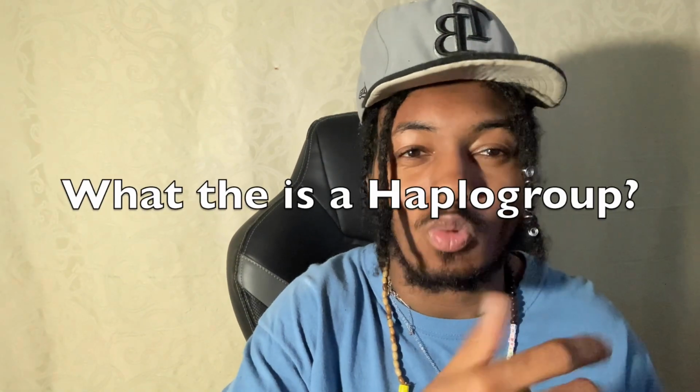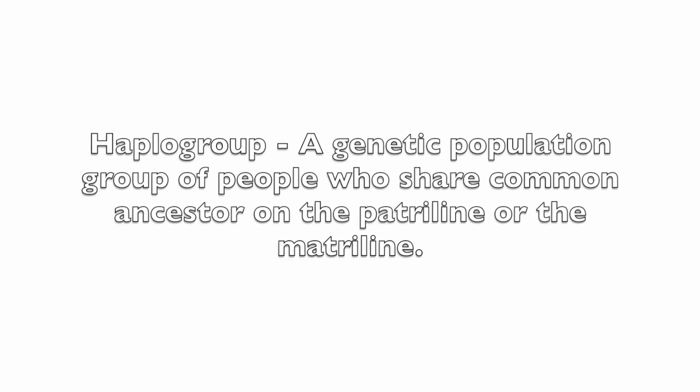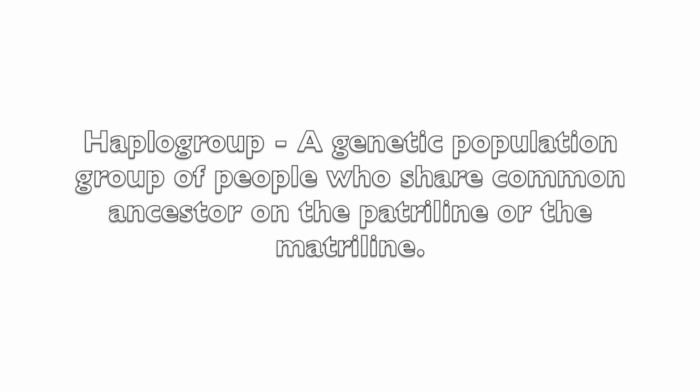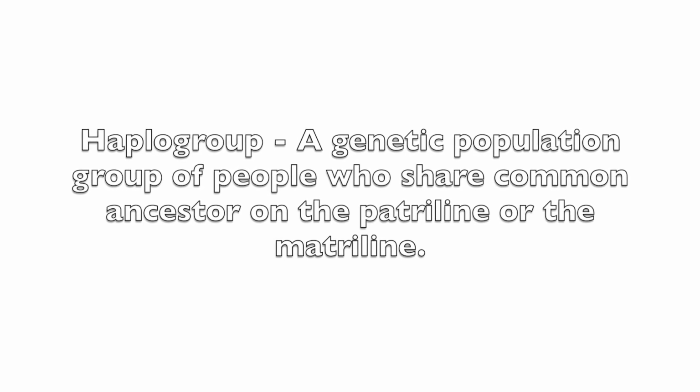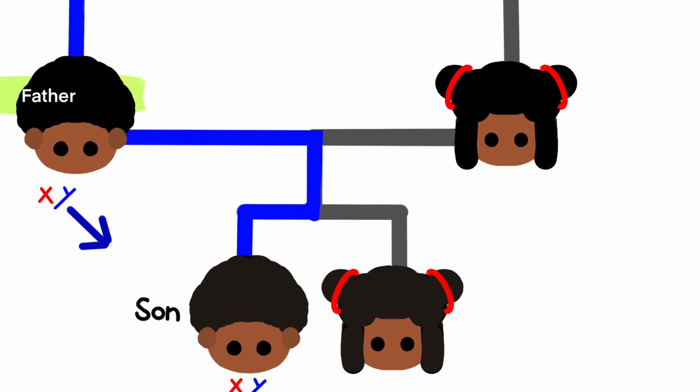Now that we're done with DNA, let's talk haplogroups. What exactly is a haplogroup? A haplogroup is a genetic population group of people who share a common ancestor on the paternal line or the maternal line. So the Y chromosome, which is the haplogroup for fathers, which is the paternal line, is geared specifically to the males. This specific haplogroup passes from father to son in many generations.